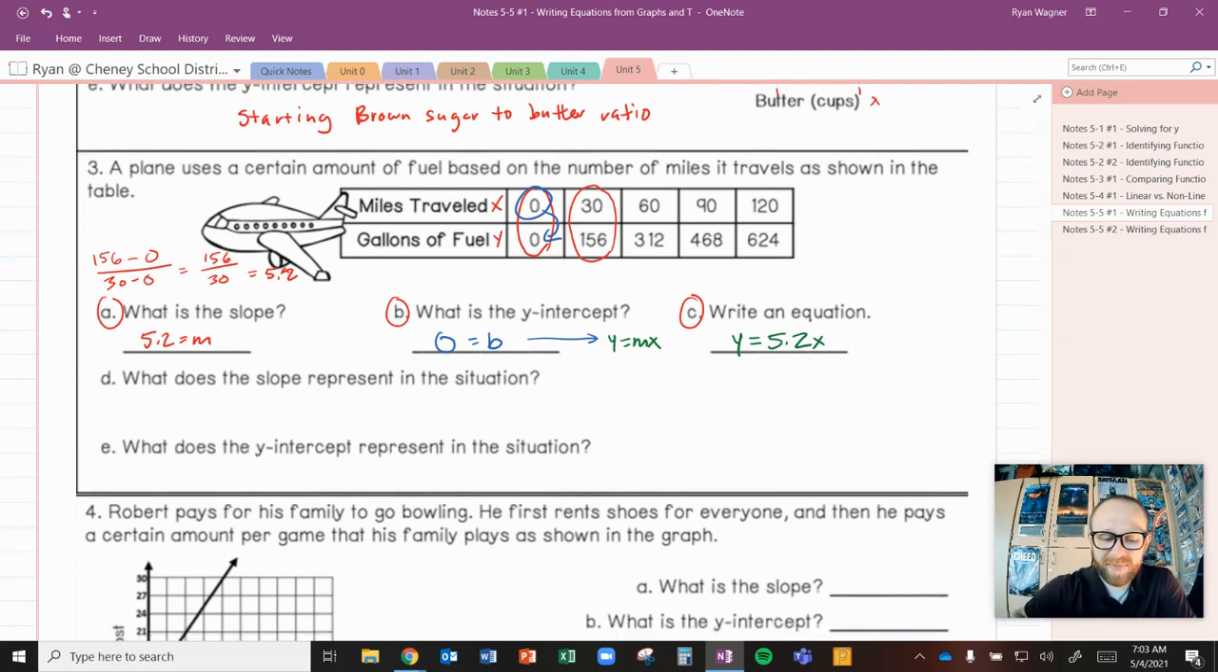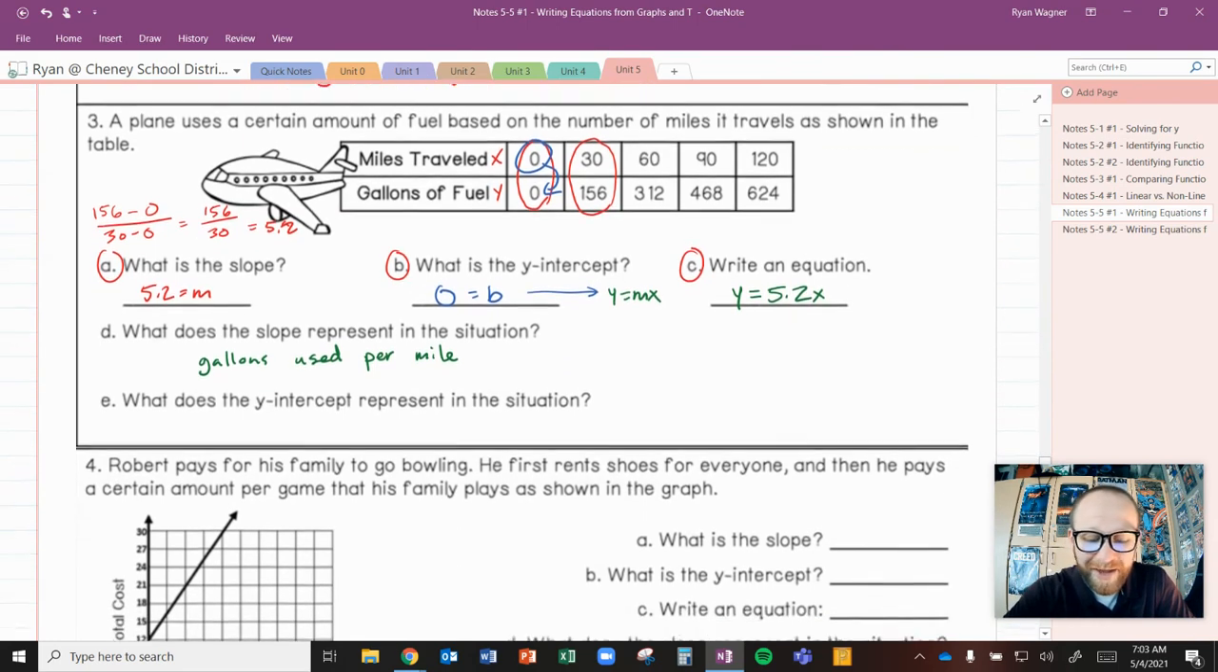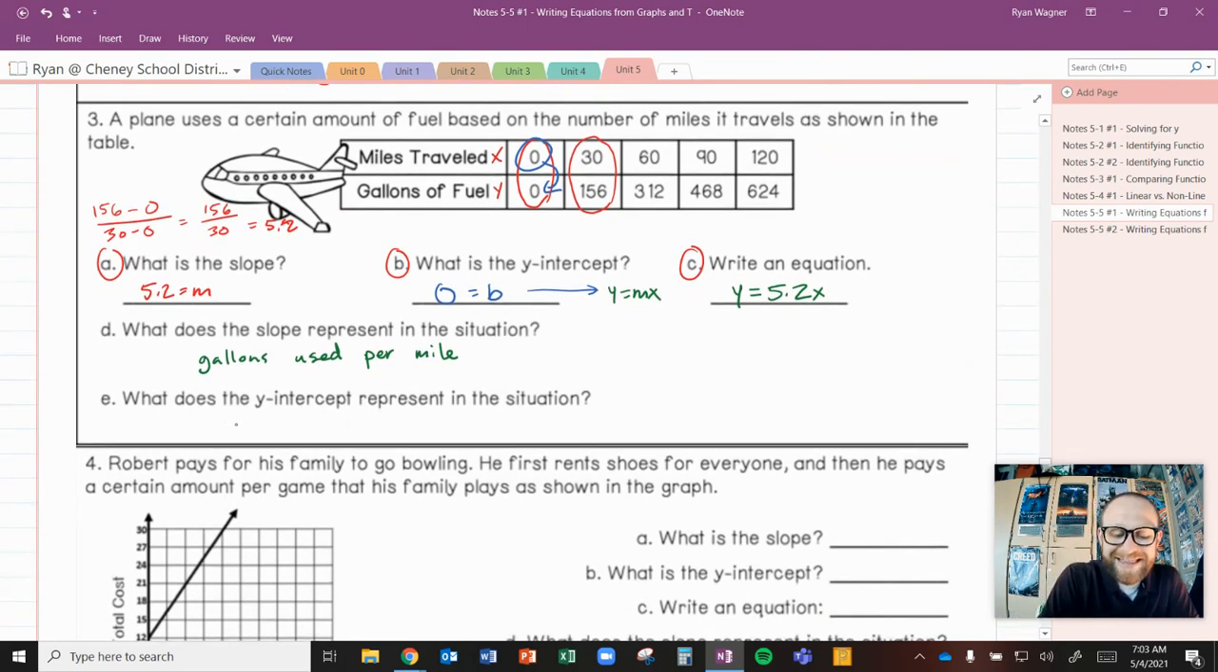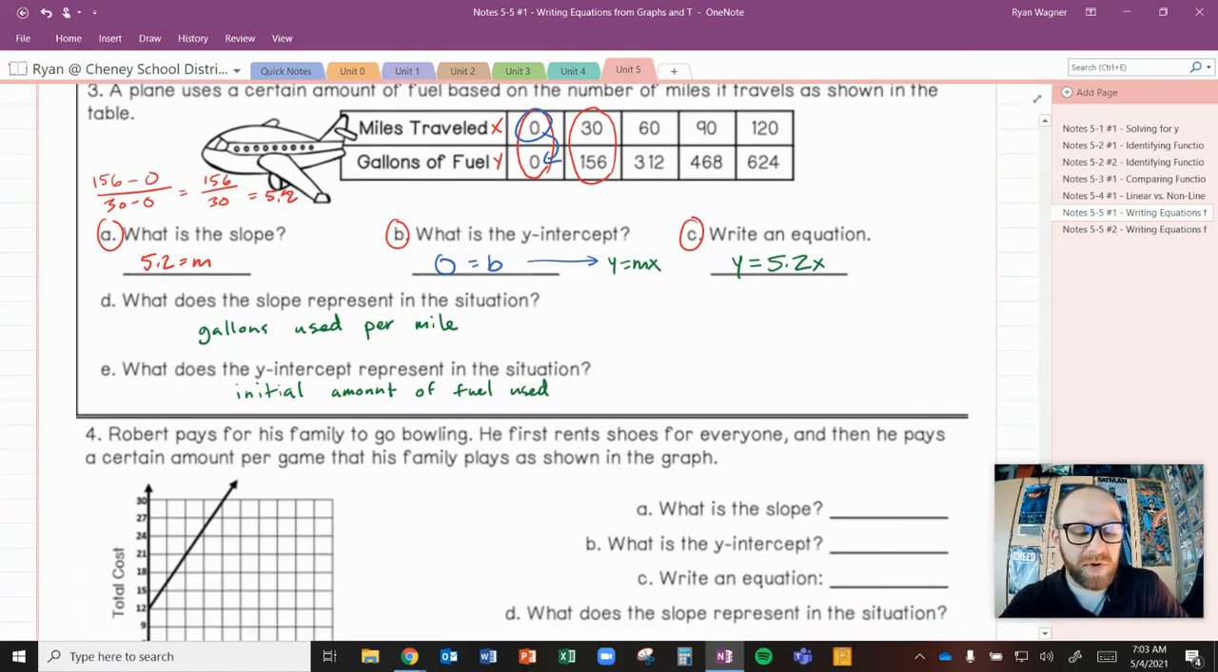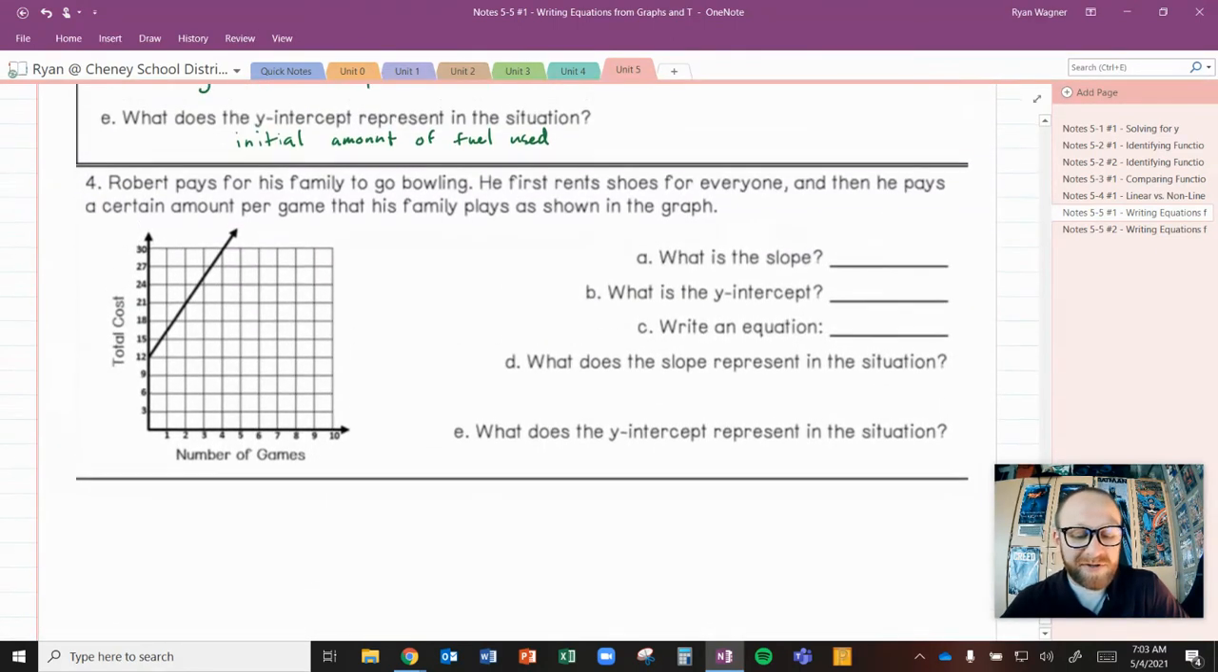Now, what does the slope represent? The slope represents the gallons used per mile. So every 1 mile, the plane uses 5.2 gallons of fuel. What does the y-intercept represent in the situation? The initial, so the starting initial amount of fuel used. Because they went 0 miles, there's 0 gallons of fuel used. Okay? All right, number 4, give this one a shot.